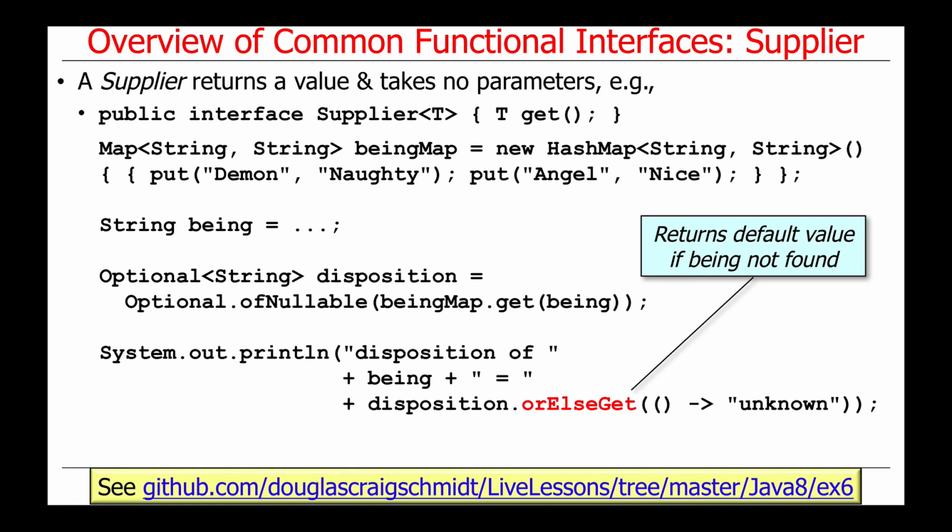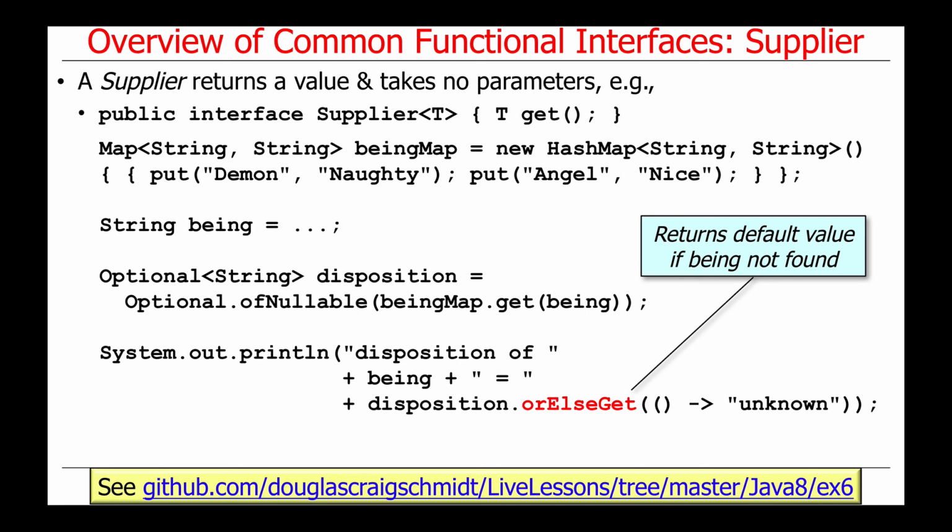Let's take a look at an example to make this more clear. We'll actually look at a couple of examples. The first one is just a Supplier interface. The second one's going to be a constructor interface that's used for constructor references. So in this example, we're going to create ourselves something called a beingMap, which maps string to string. And that will just be a simple HashMap where we put a mapping between strings, where they're names like demon or angel, and then their characteristics, naughty or nice or whatever.